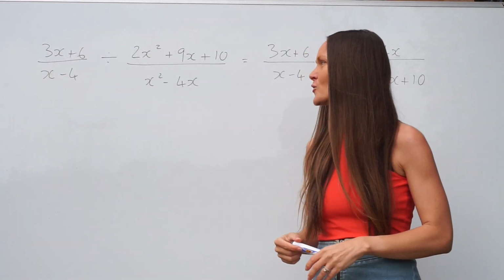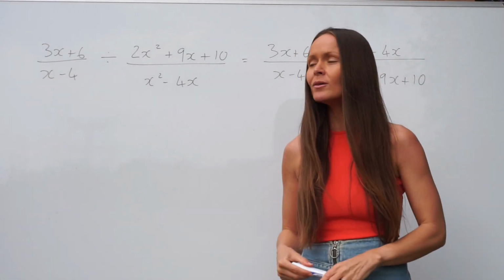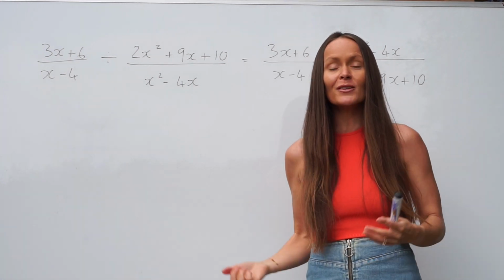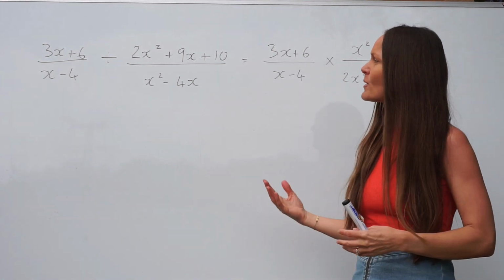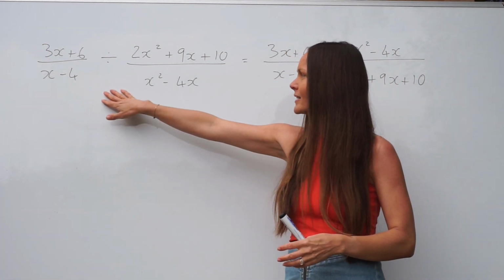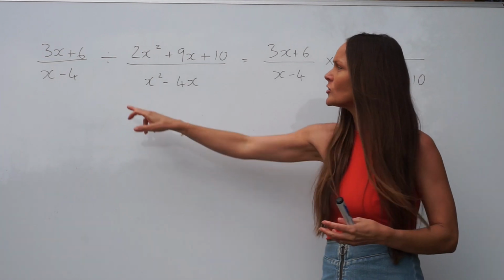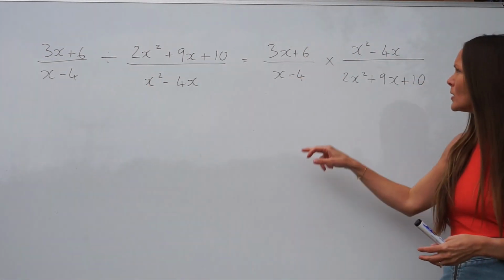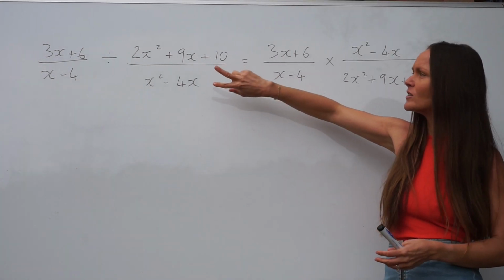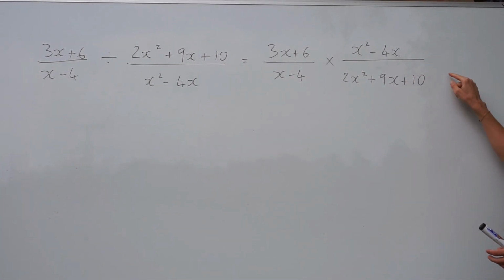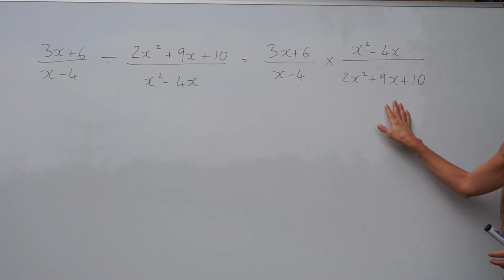Here I've chosen an example that's a little bit more difficult, but we're going to use exactly the same method as the one I just showed you to divide the algebraic fractions. So remember, the first thing you need to do when you're dividing the fractions is change the division symbol to multiplication. And then the second fraction, this one here, you need to switch upside down. So I've just rewritten the question here.